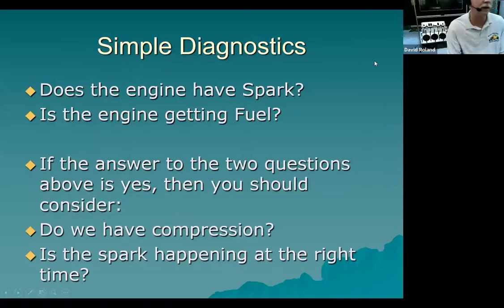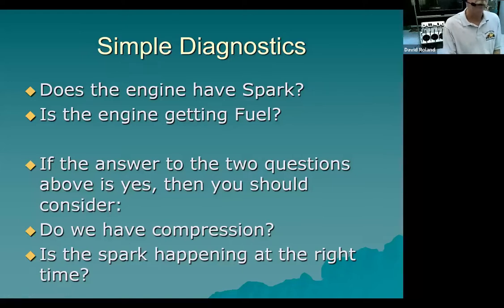Here's my simple diagnostics that I want you to try and remember, because one of the most challenging things as a beginning technician is to try and figure out what went wrong, why the engine won't run. And if you follow what I tell you, you will find that things will become a lot easier to figure out why this engine doesn't run. Okay? The first one that I want to know is, does the engine have spark? Is the spark plug sparking at all?